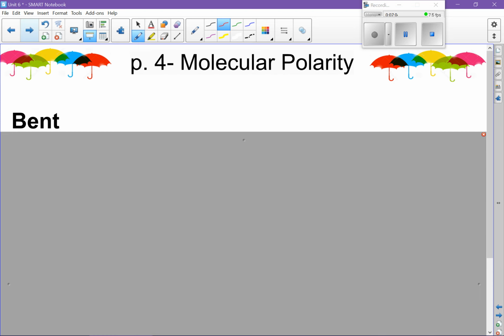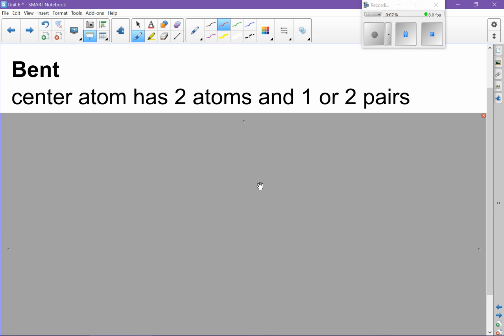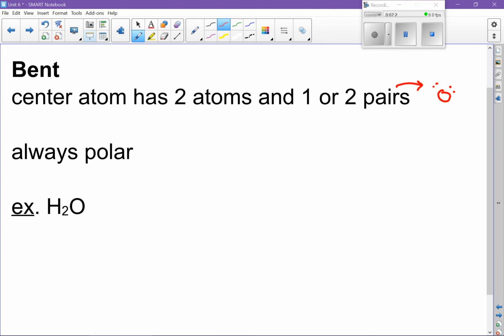We also have a molecule that is bent. You'll know that it's bent because the center atom will have 2 atoms and it will have 1 or 2 extra lone pairs. So that means you'll see some extra dots like that. That's what 1 or 2 pairs looks like. If you see that and you identify the molecule as bent, it's always polar and you do not have a choice. You can never have bent be nonpolar.